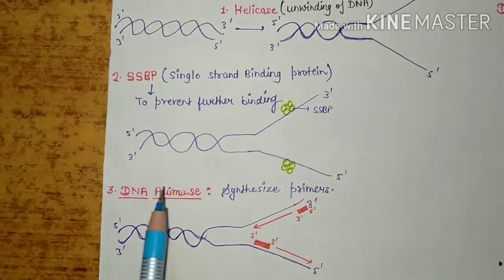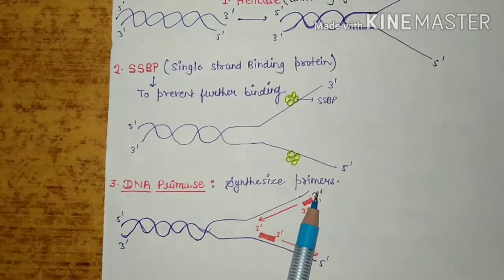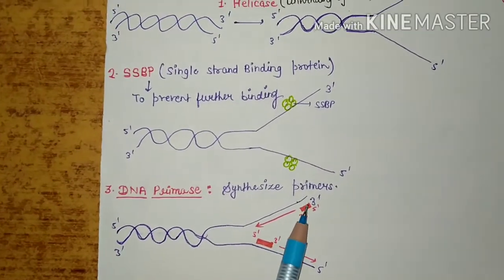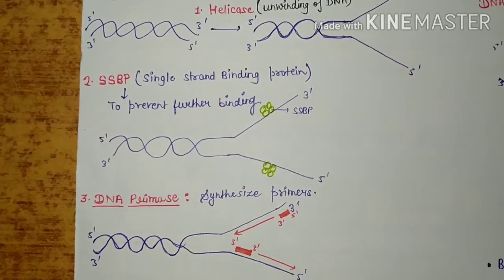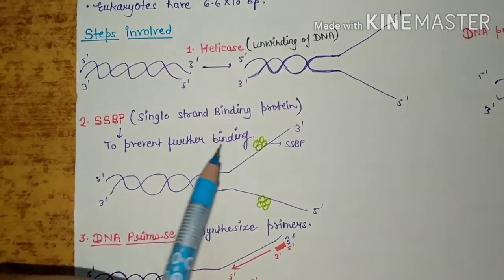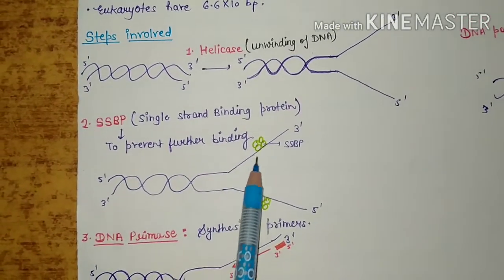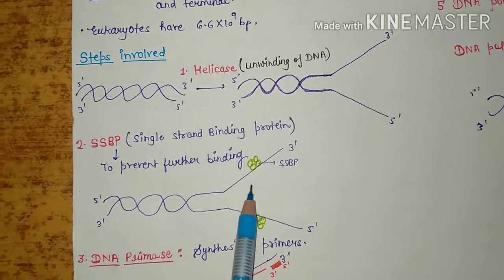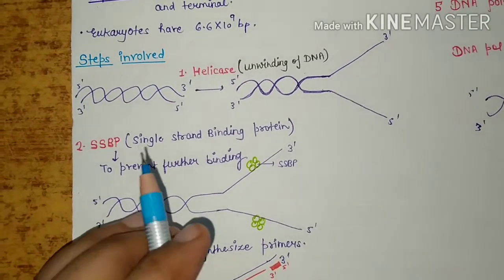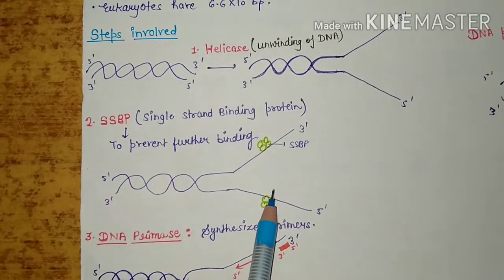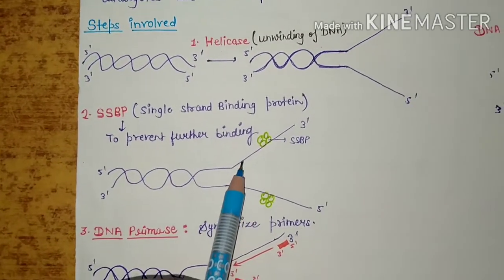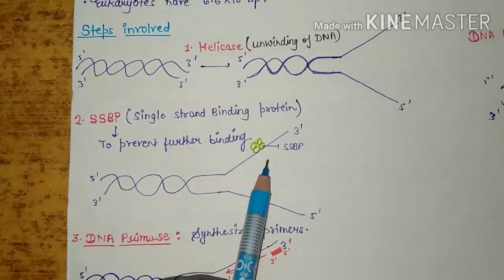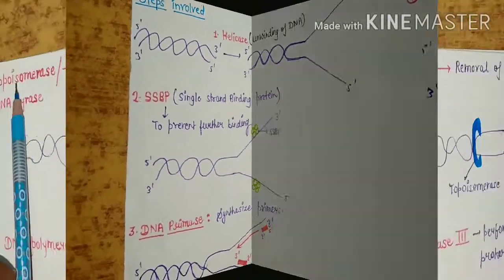DNA primase. DNA primase synthesizes primers and the primers are attached at the 3' end. Here SSBP is attached because the nucleotides are at the same place, so they can also form hydrogen bonds further. So to prevent the further binding, SSBP comes and attaches to the DNA strand.